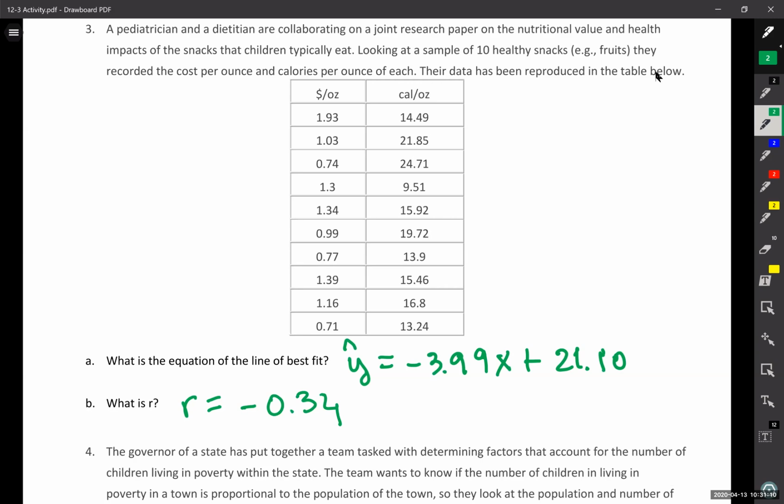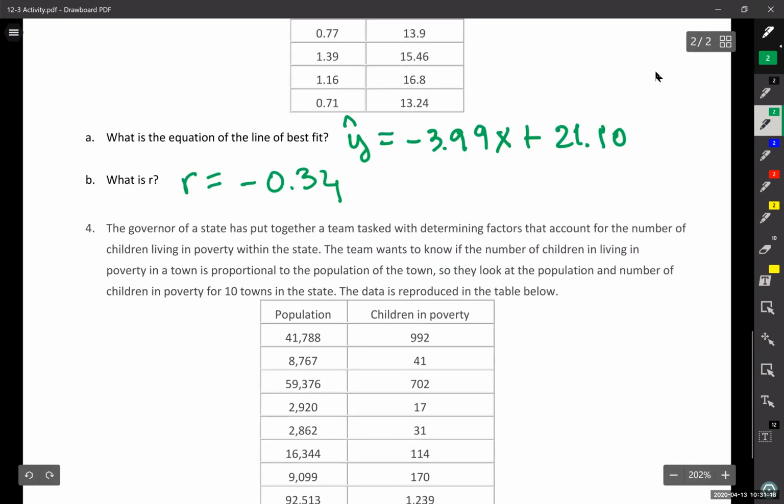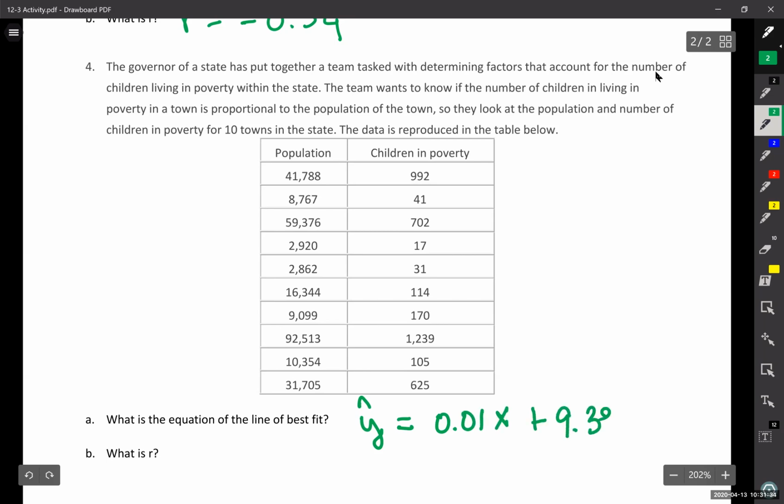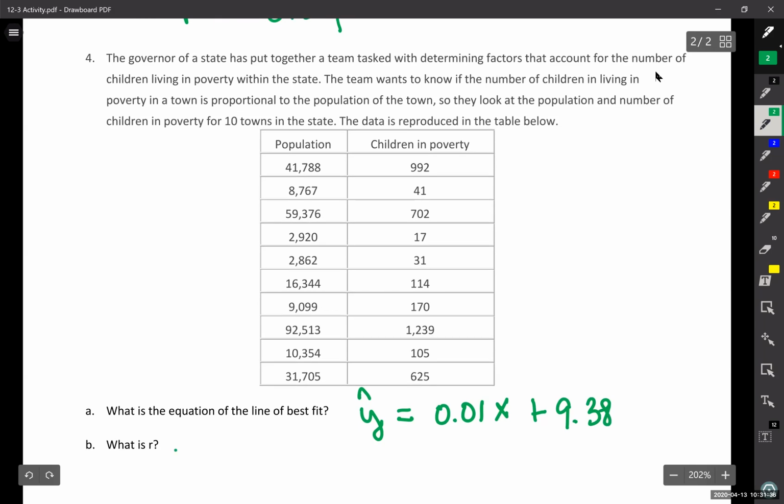There's really nothing for me to show you today because this is just a review of your calculator. So that's why we're going pretty fast through this. All right, finally, we have a population versus children in poverty. So type all those numbers into your calculator. Y hat is 0.01x plus 9.38. And then R, this is a very strong positive correlation. R is 0.93.